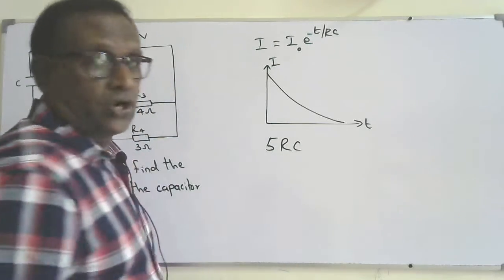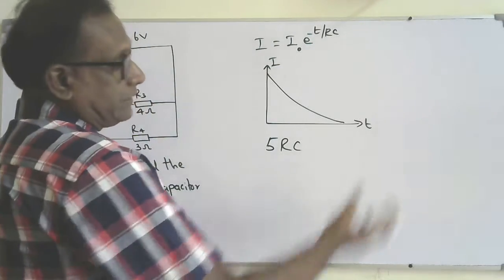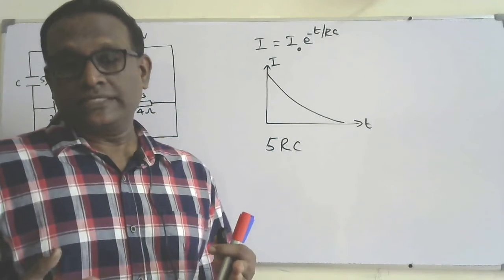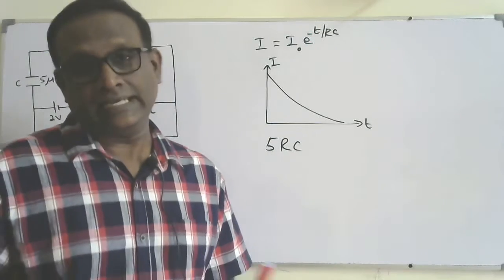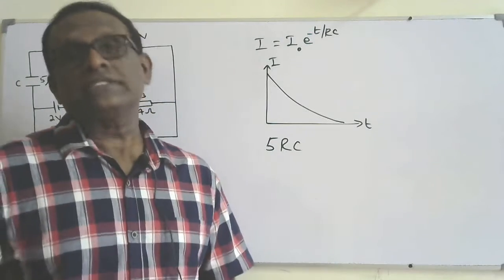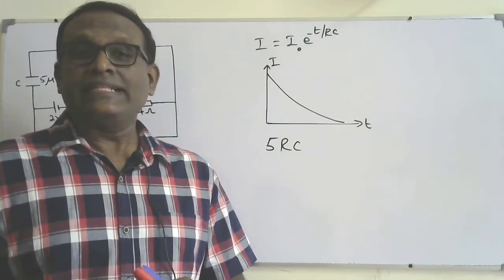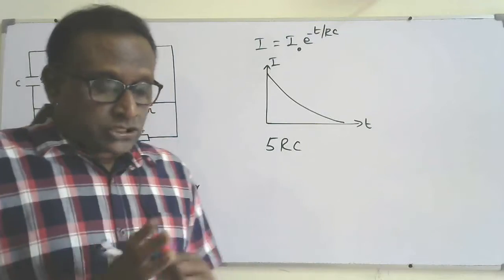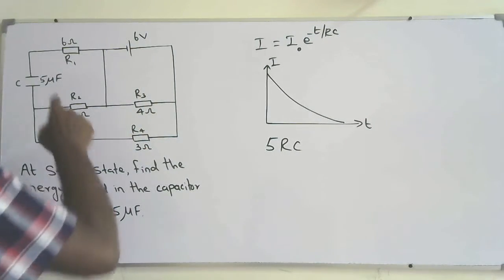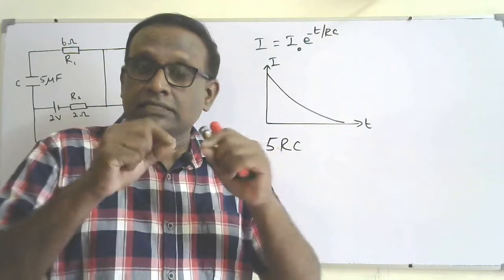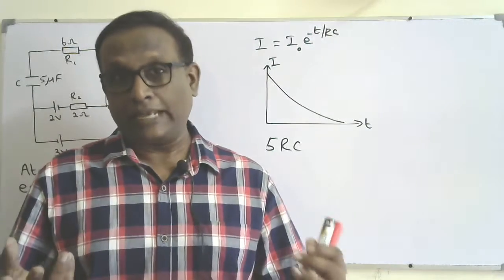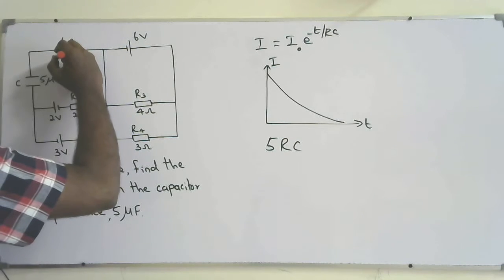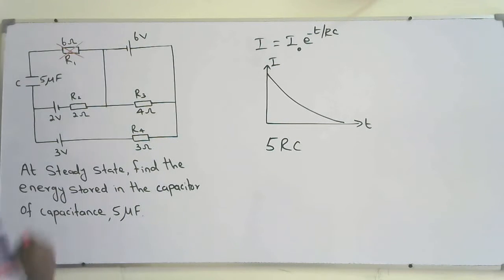RC is called the time constant, but that is not related to this question. The only thing I want to say is that during the charging process, the current flow in the external circuit will become almost zero, and we can take it as zero at the end of the charging process, when the capacitor is at steady state. So at steady state, there won't be any current flow through the wires connected to the terminals of the capacitor, which means there won't be any current flow through this resistor.